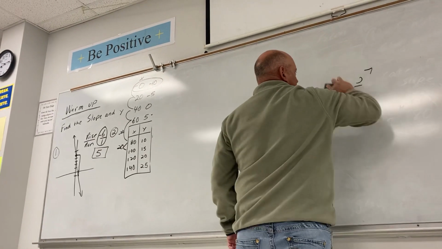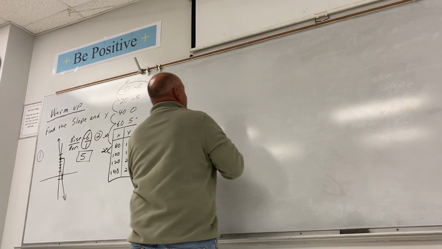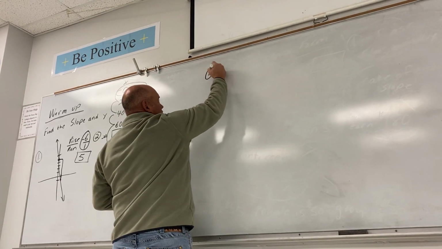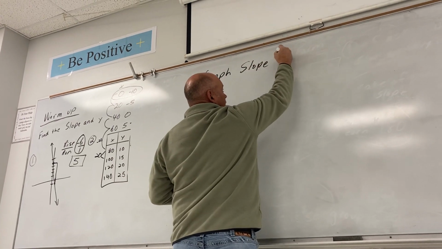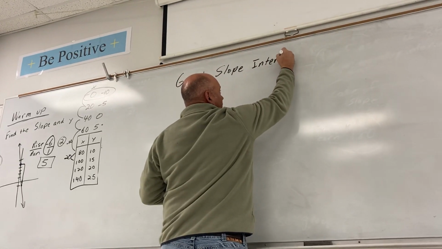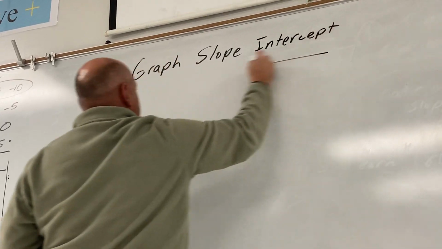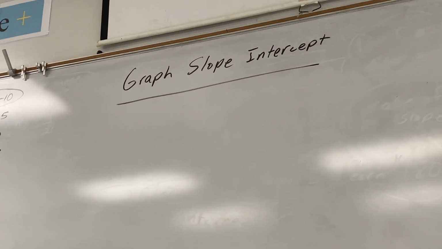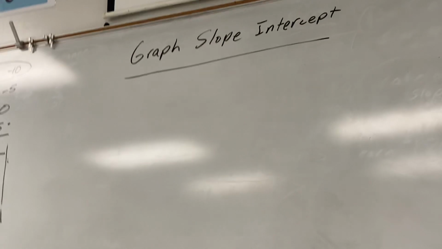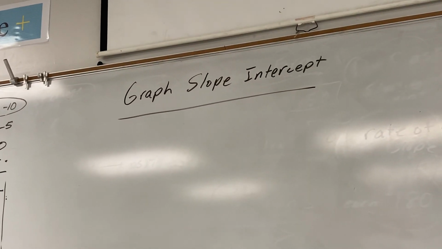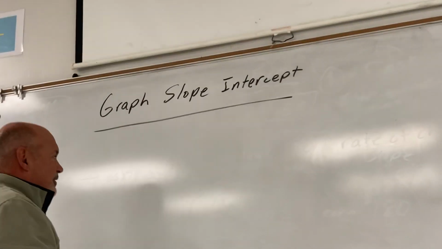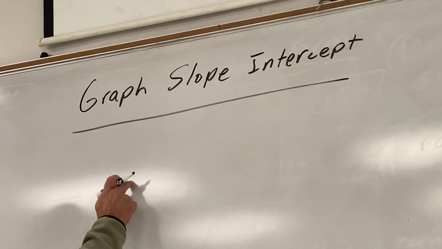Alright, today we are going to graph slope-intercept equations. And unfortunately, I don't have any grids up here, but you will have nice little squares on the homework to count the rise and the run and get exact points. My graphs may be slightly off, but they'll be close.